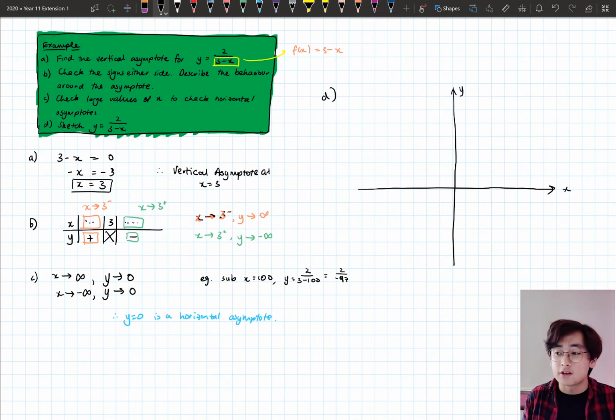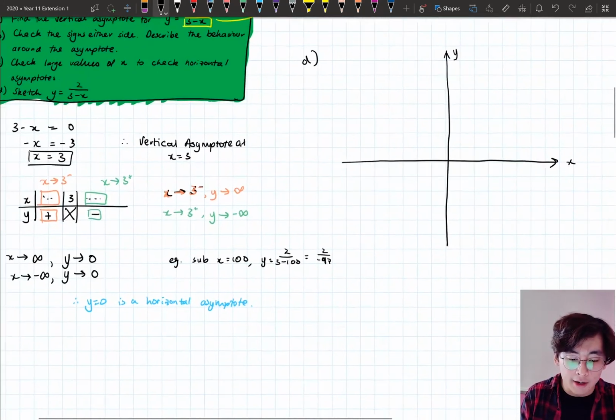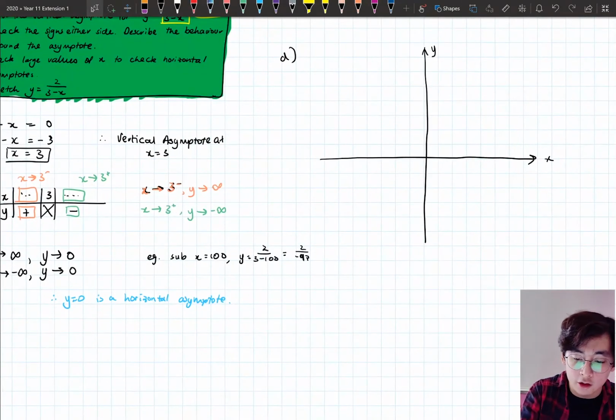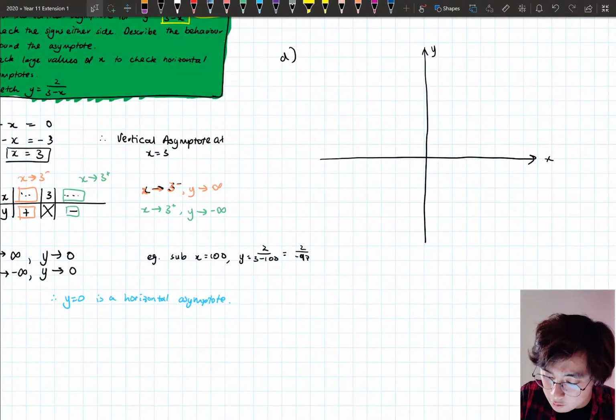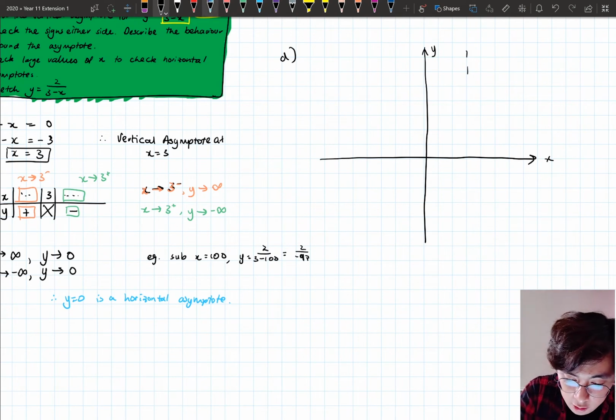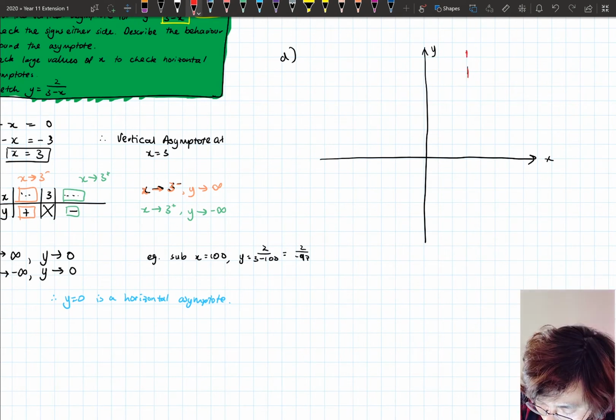Now what I'm going to do first is put on my asymptote. If you notice, I had an asymptote at x equal to 3. So I'm going to put a dotted line at x equal to 3. I'll do it in red just so we can keep it separate. So this is x equal to 3. This is a vertical asymptote.